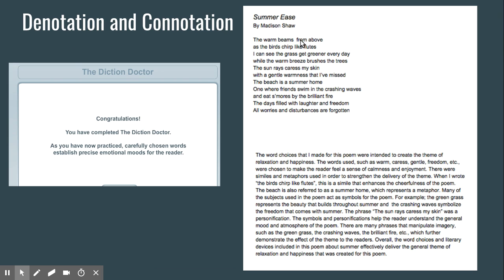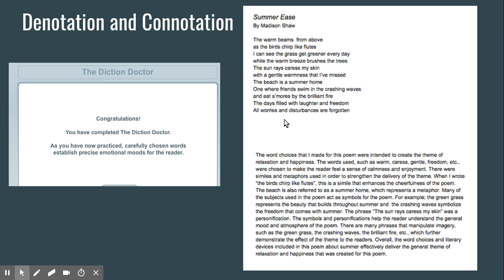The warm beams from above as the birds chirp like flutes. I can see the grass get greener every day while the warm breeze brushes the trees. The sun rays caress my skin with a gentle warmness that I've missed. The beach is a summer home, one where friends swim in the crashing waves and eat s'mores by the brilliant fire. The days filled with laughter and freedom, all worries and disturbances are forgotten.